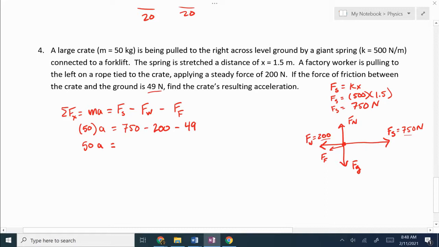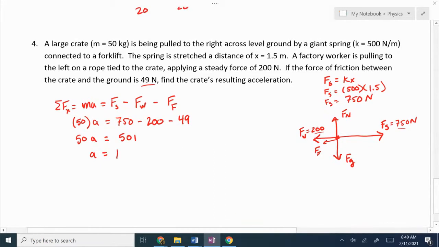So 50A, let's go ahead and find the net force here. 750 minus 200, that's going to give you 550, minus 49. It's going to be 501. And then you divide by 50, and you're going to get just a little bit over 10, I believe. Yeah, basically 10. You could just make it 10, that's close enough. So there's your acceleration.